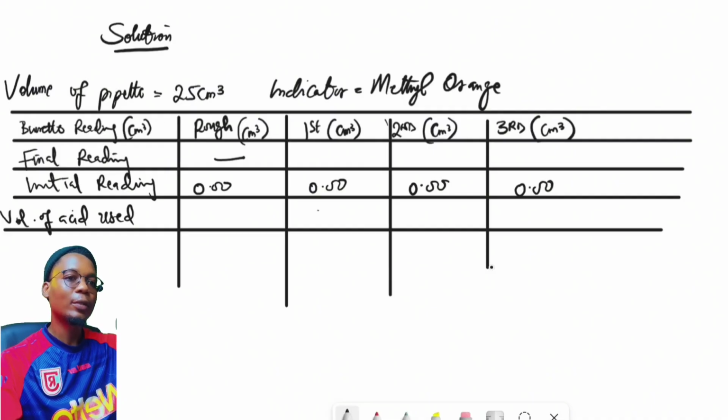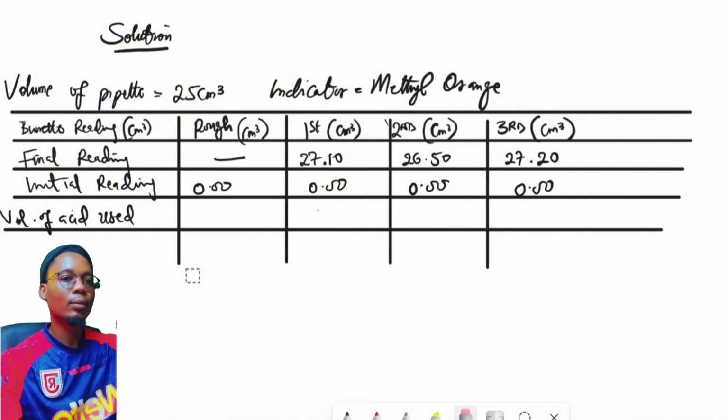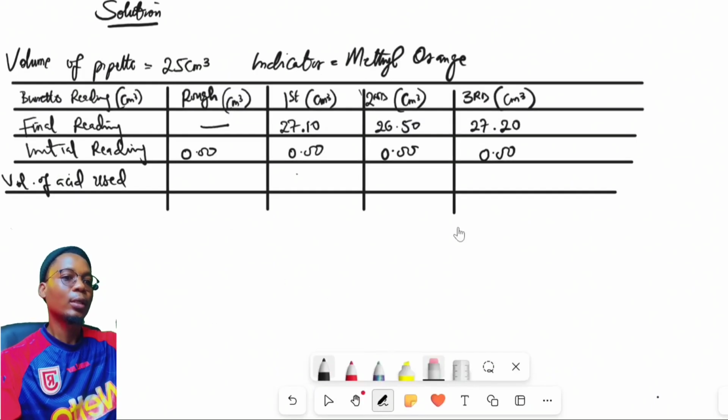In our first reading, we got 27.10. Second reading, we got 26.50. And third reading, we got 27.20. So this is basically how it's going to be. Immediately you're done with this, the next thing you do is find the average volume of acid used.